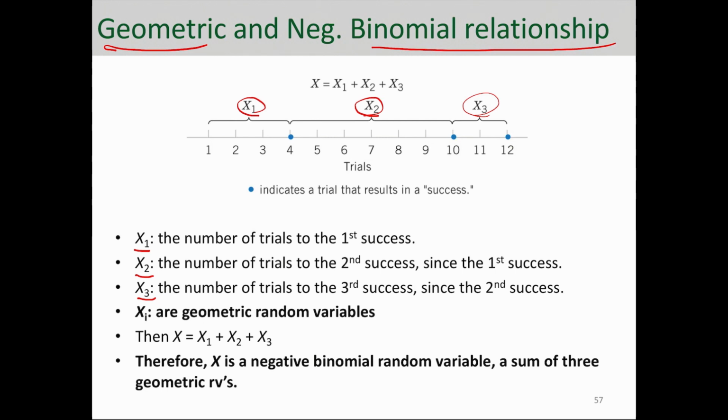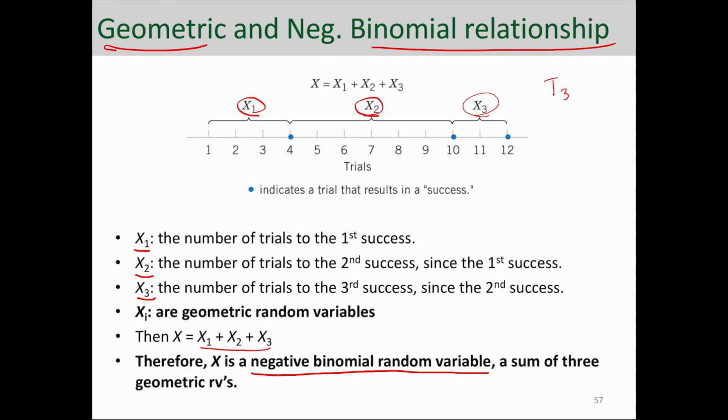If you add up 3 geometric random variables, then the summation of those 3 is a negative binomial random variable where r is equal to 3. If I add up x1, x2 and x3, that becomes the number of trials until the third success. And that is a negative binomial T3, where r is equal to 3. So when you add up geometric random variables, you get a negative binomial random variable. It's a sum of geometric random variables.